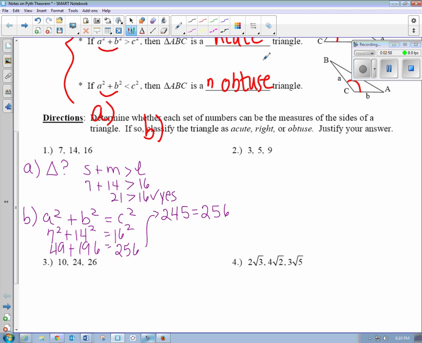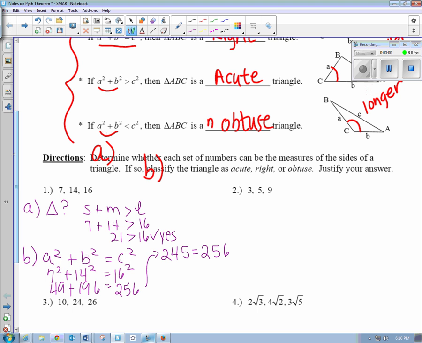So then I have to go back and say, looking at my two rules, is the a squared plus b squared bigger than c squared? Is this bigger than that, the 256? No. Is this less? Yes. That means that what's happened is that the c squared's gotten bigger, so angle c has gotten bigger, which means that we have an obtuse triangle.